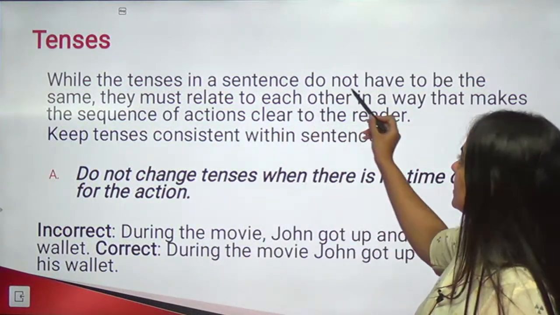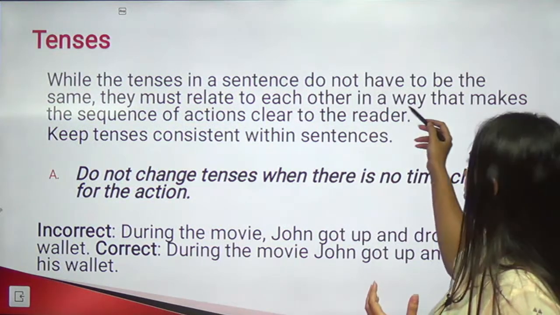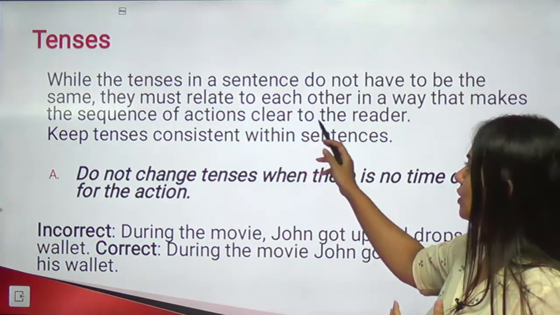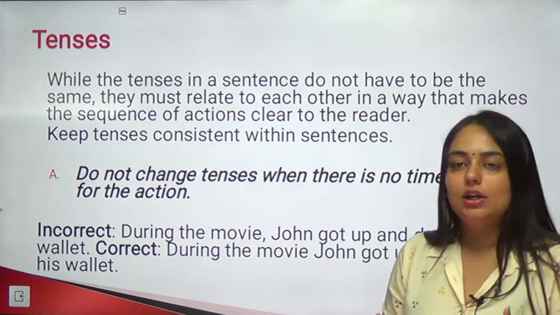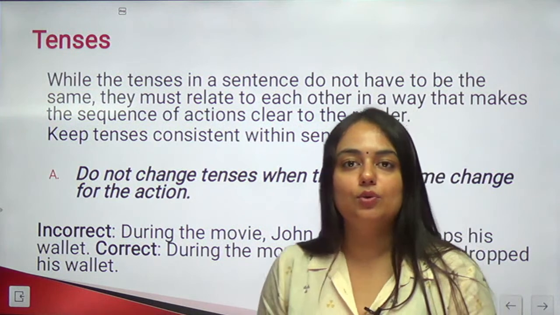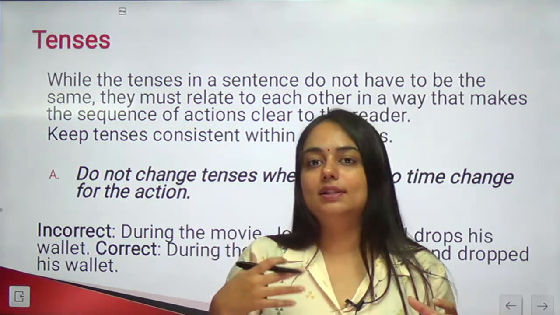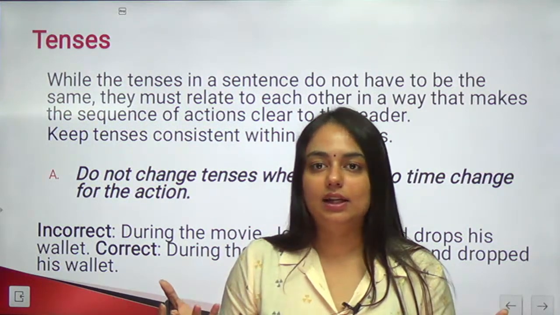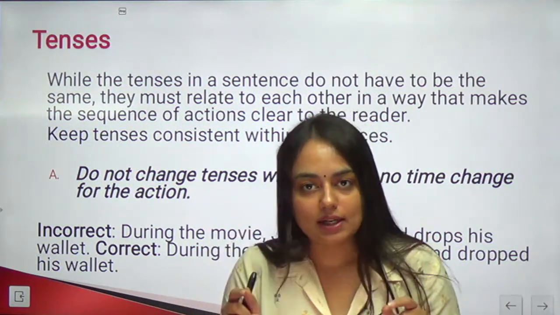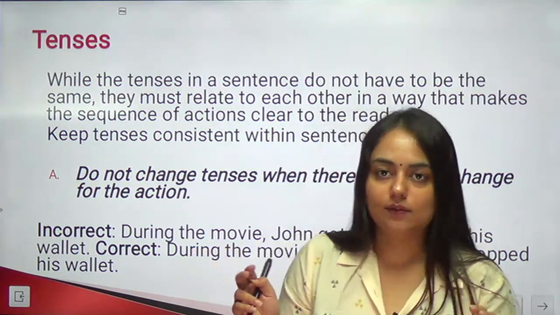While the tenses in a sentence do not have to be the same, they must relate to each other in a way that makes the sequence of action clear to the reader. So I'm not saying that you have to strictly keep the tense the same. For example, if you're using past perfect tense, it should be past perfect only. You cannot suddenly come to simple past tense. That's not true. If the context allows you, you can do this. Otherwise, the tenses will remain same.